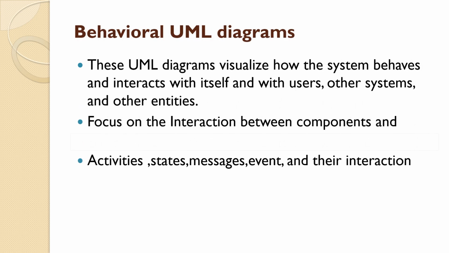Behavior UML diagram. So what is a behavior UML diagram? UML diagrams represent a visualization of how the system behaves and interacts with itself, with users, and with other systems and entities. It focuses on the interactions between components, activities, states, messages, and events in the UML diagrams.